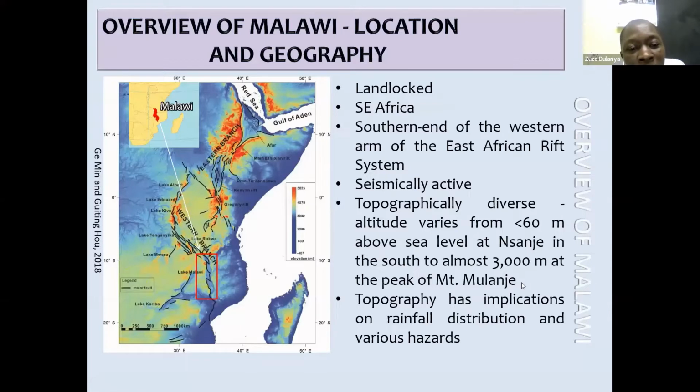So we are in the Eastern African Rift System, the southern part, the area shown by the red rectangle at the bottom here. So it's an area that is seismically active, but it's also topographically very diverse. We have areas that are very flat, but areas that are also very high. The highest is nearly 3,000 meters above the sea level. So these variations in altitude have also implications in terms of other hazards that the country does experience from time to time. Hazards triggered by rainfall distribution, for example, or slope stability.